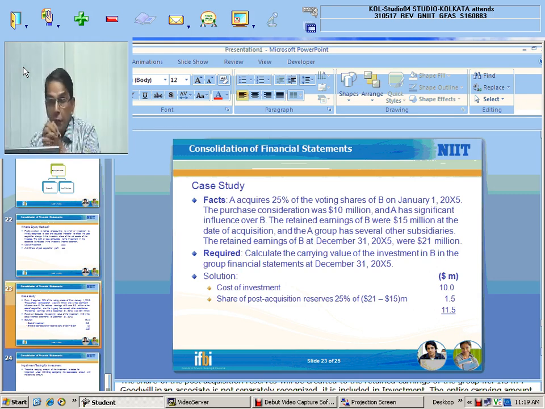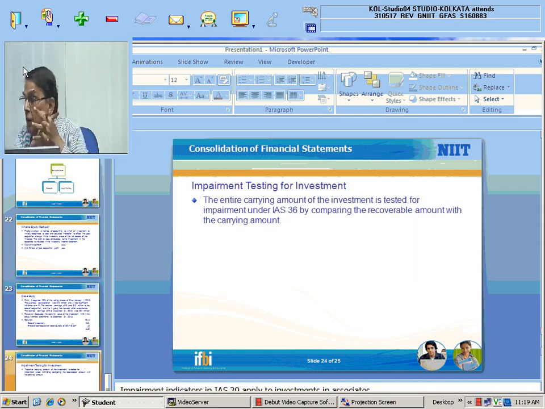Now, impairment testing for investment. As I told you, when an investment is made in an associate, the goodwill is not separately measured or recognized. So goodwill becomes a part of that investment. The entire carrying amount of the investment is tested for impairment under IAS 36 by comparing the recoverable amount with the carrying amount. We have already discussed impairment under IAS 36. The impairment indicators in IAS 39 will also apply to investment in associates.